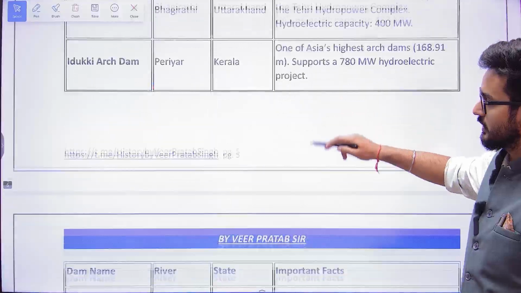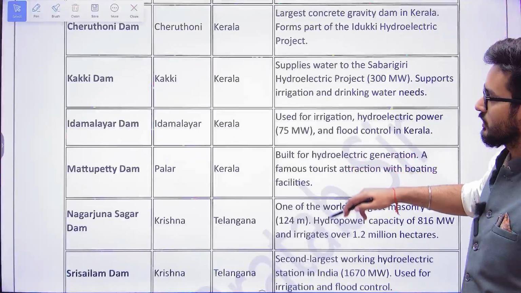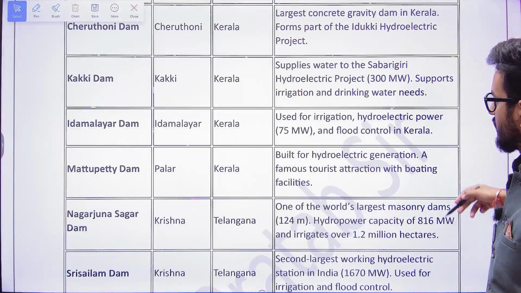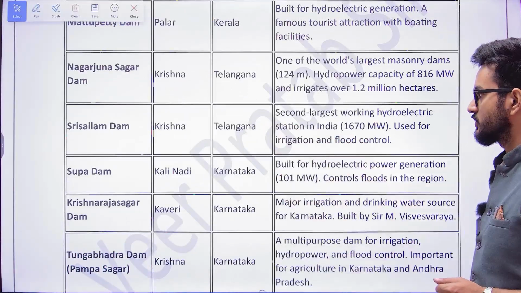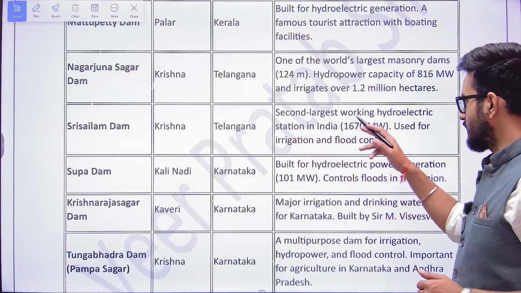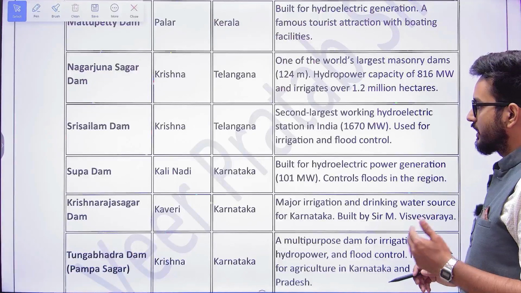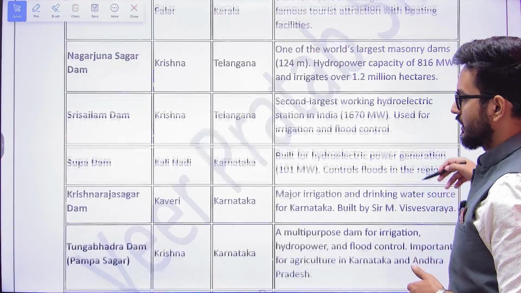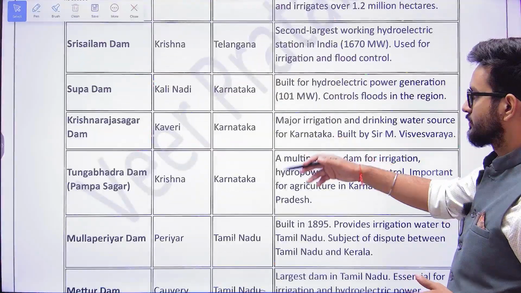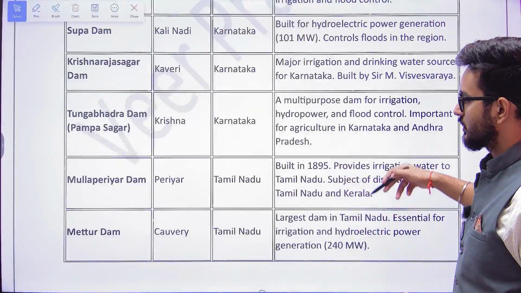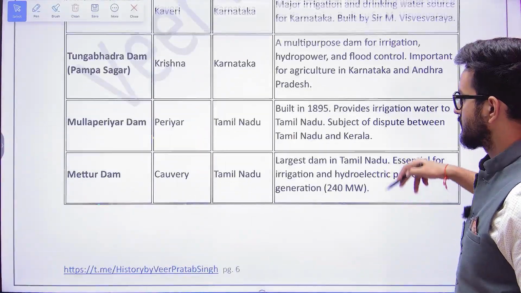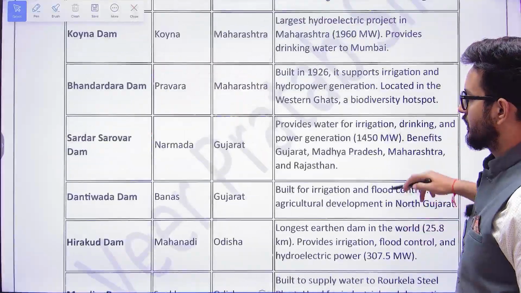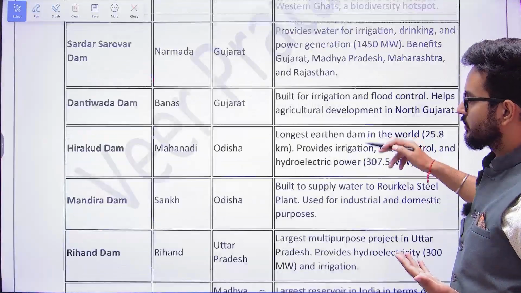Then, among the important dams, there is another one. I'll just show you. The Srisailam Dam is on the Krishna River in Telangana, and it is the second largest working hydroelectric station in India. Then there is the Tungabhadra Dam. Mullaperiyar is also a very important dam in the Tamil Nadu area on the Periyar River. Similarly, there are other important dams.